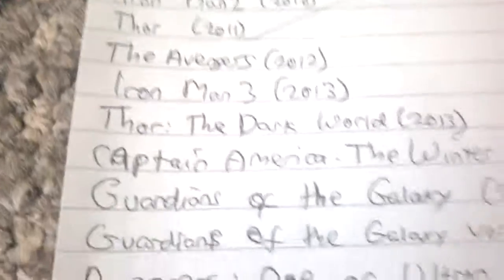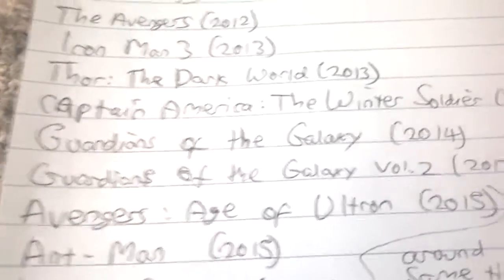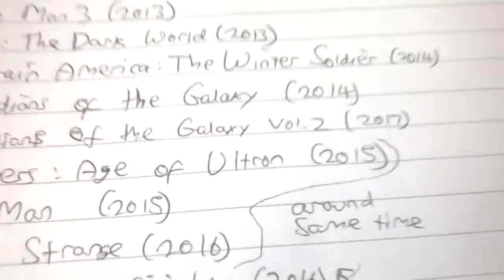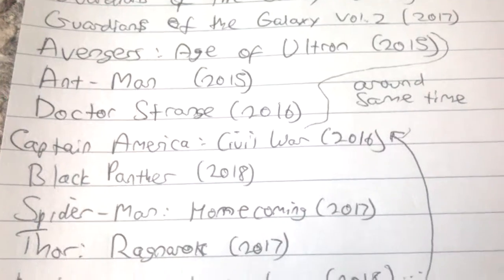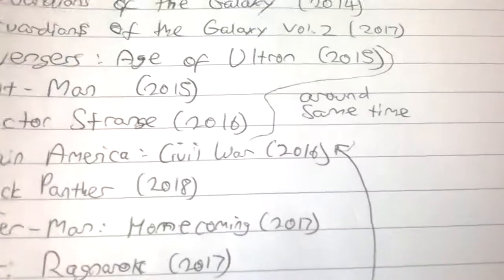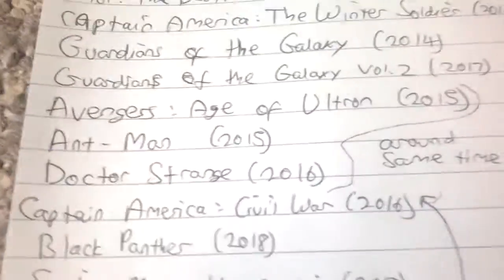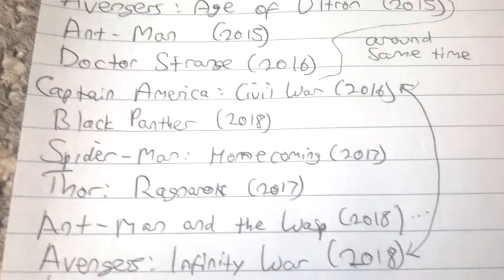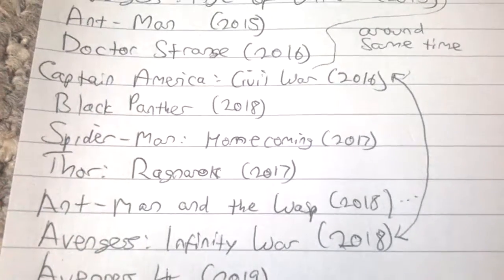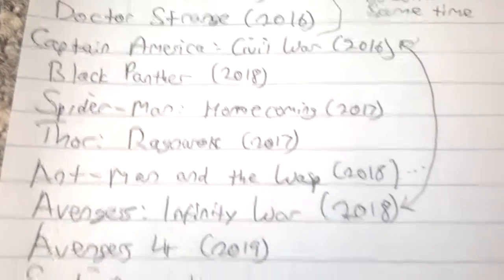Then you have the Avengers, then Iron Man 3, and Thor: The Dark World, Captain America: The Winter Soldier, Guardians of the Galaxy, and then Guardians of the Galaxy Volume 2. Then Avengers: Age of Ultron, and then Ant-Man, and then Doctor Strange, which I've just put in there because I assume they're around the same time. For Age of Ultron and Doctor Strange, not Ant-Man. Ant-Man's definitely after Age of Ultron. Then we have Captain America: Civil War, and then Black Panther, and then Spider-Man: Homecoming, and then Thor: Ragnarok, because that's around the same time as them.